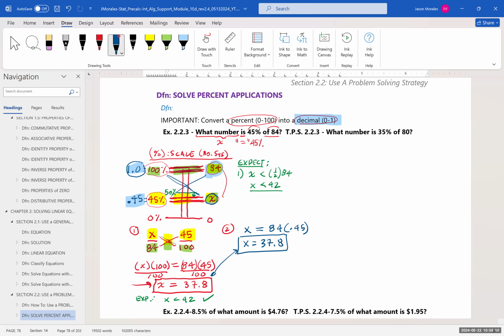Maybe this graphic organizer for setting up the problem, in terms of the scale of percent versus the number system you're being given, helps you equate 100% with the maximal number, which is 84, and then the 45% value, which is less than 100, and then representing the value x on the number system that we're being tasked to find.